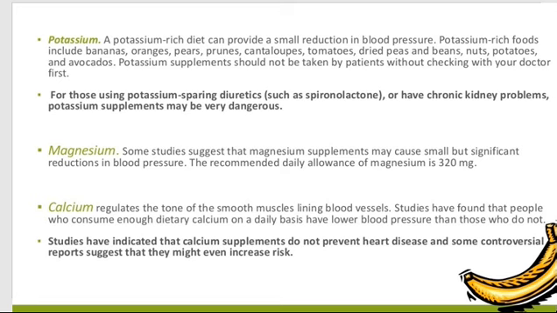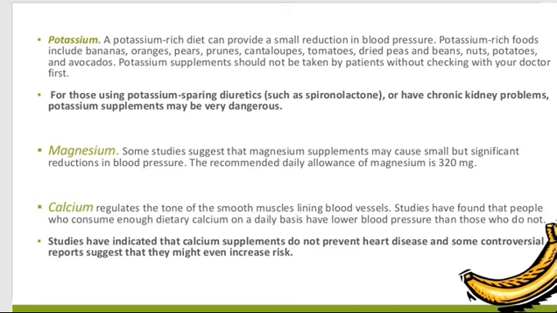For those using potassium-sparing diuretics such as spironolactone or having chronic kidney problems, potassium supplements may be very dangerous. Magnesium. Some studies suggest that magnesium supplements may cause a small but significant reduction in blood pressure. The recommended daily allowance of magnesium is 320 mg.